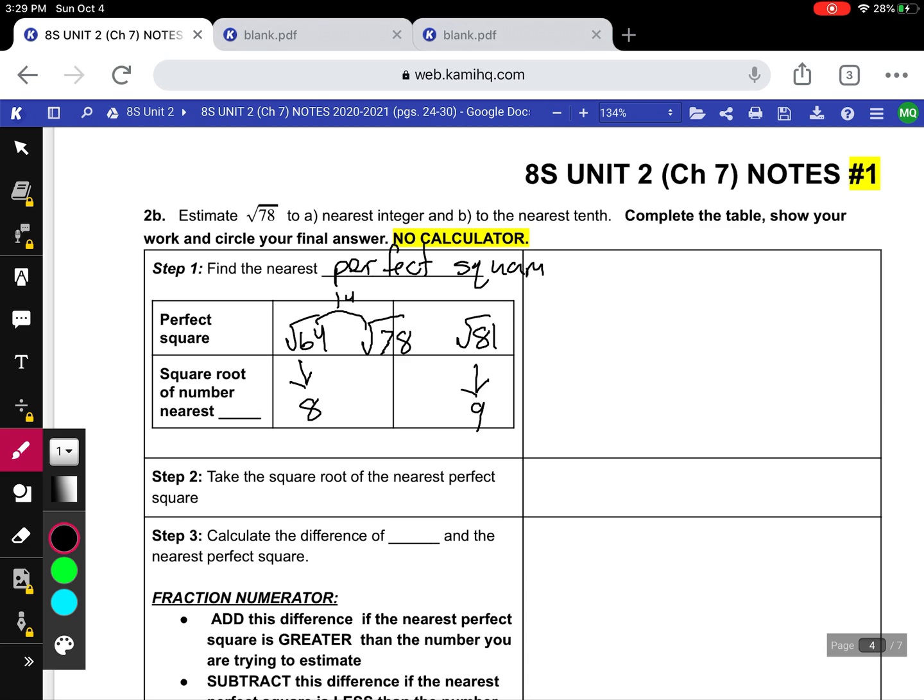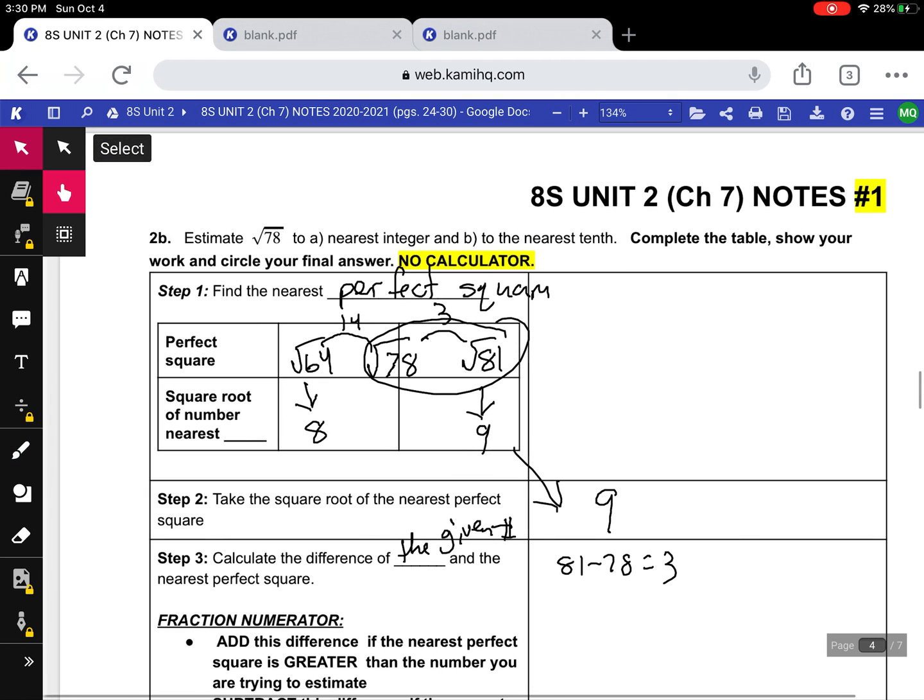Let's see how close I am. 64 to 78 is 14 units. 78 to 81 is 3 units. So I am much closer to the square root of 81, which is 9. So I'm going to put 9 down here because I know that's what I'm closest to. Now compute the difference between the given number and the nearest perfect square. Well, it's 81 minus 78 equals 3.